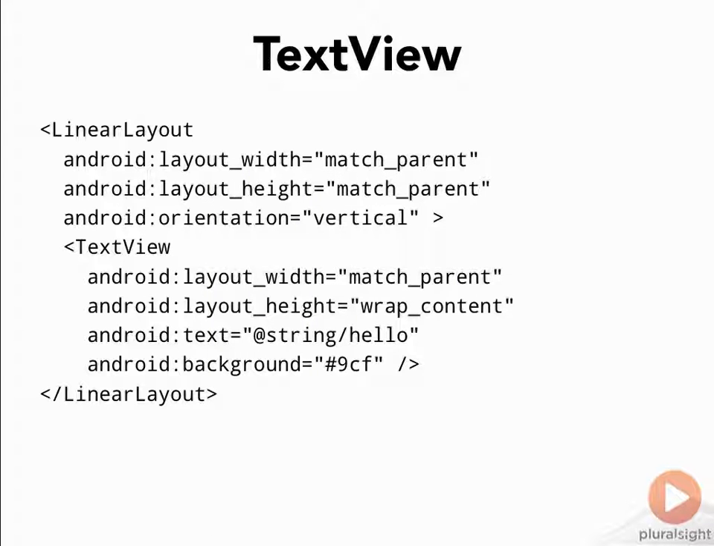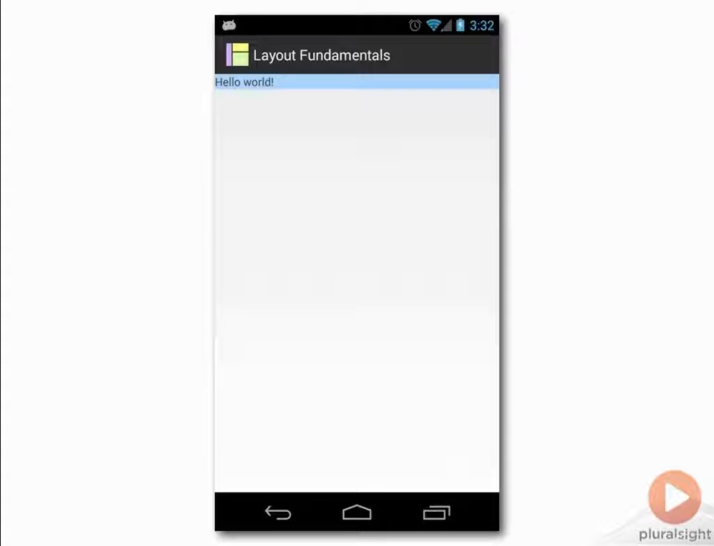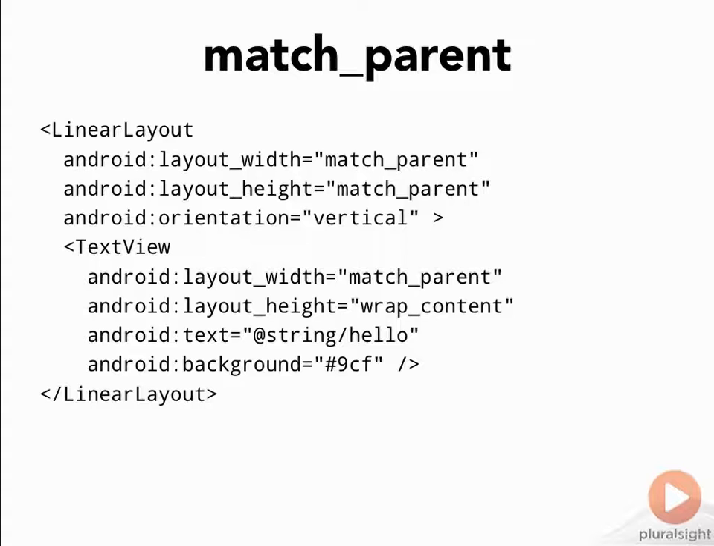How about the text view? Again, using the android:background trick, we can see that indeed, the width being match parent is taking up as much space as the parent provides, and the height being wrap content is only going to take as much space as the word Hello World needs. So here, we have width as match parent and height as wrap content for the text view.